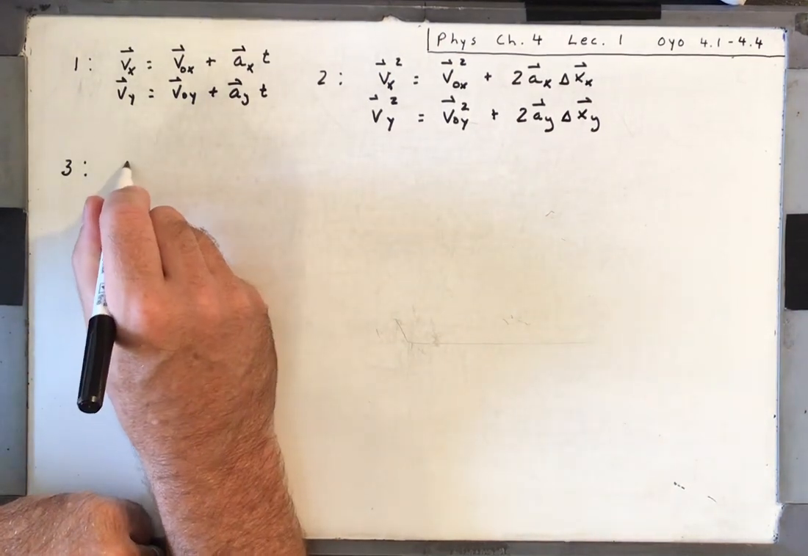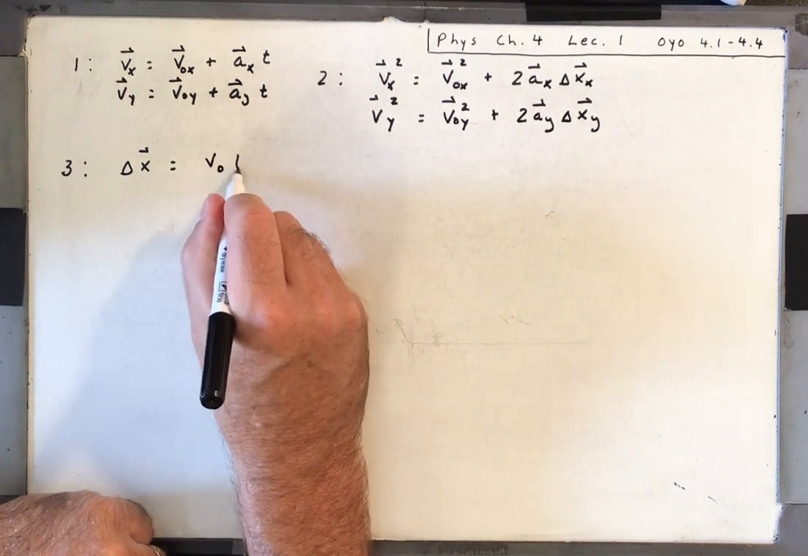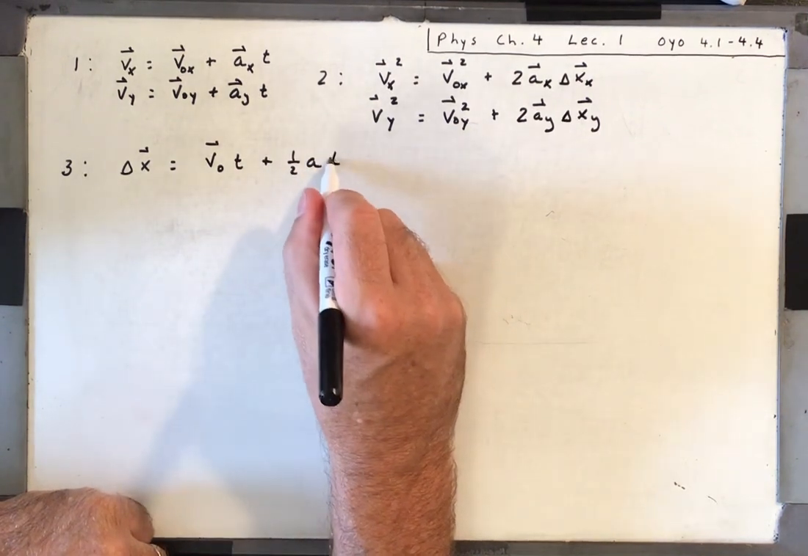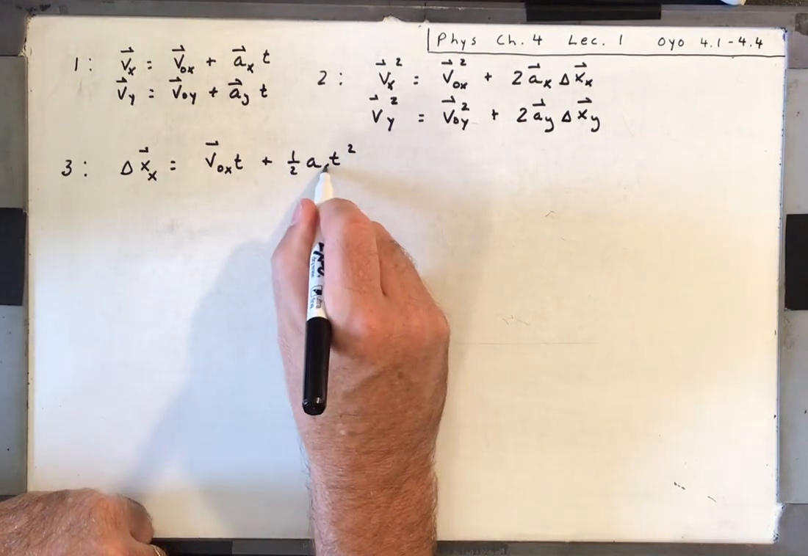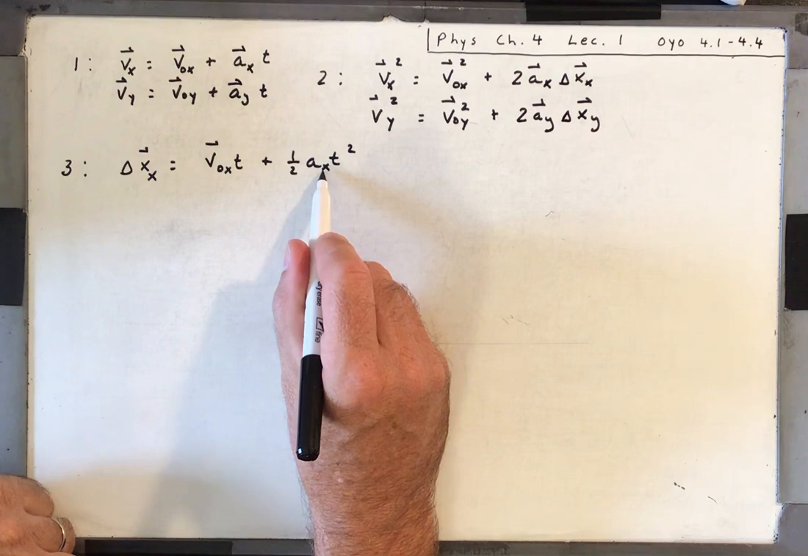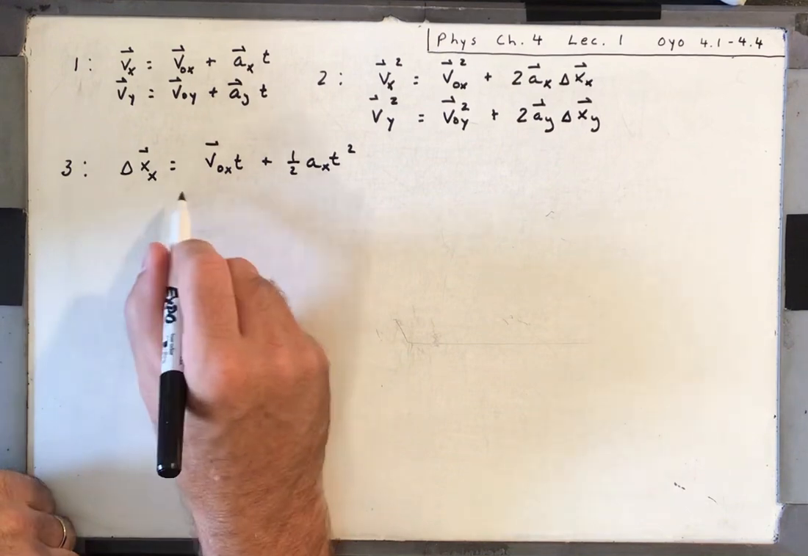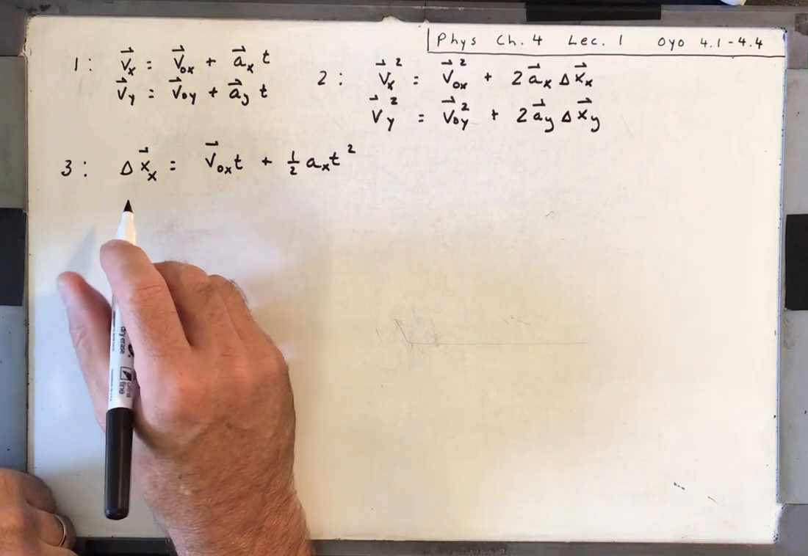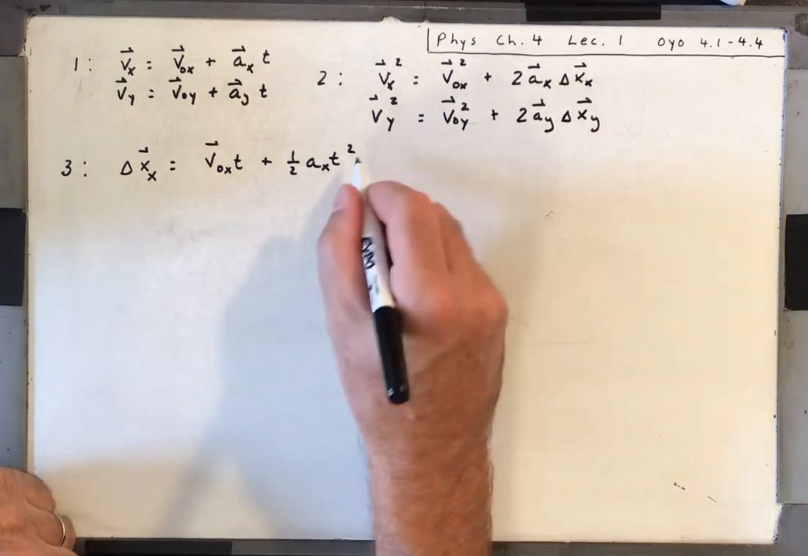And then finally, our third equation was delta x is equal to initial velocity times time plus 1/2 a times t squared. We have the x version of that. And what's nice is that in parabolic motion, acceleration in the x direction is always 0. So this part of the equation always goes away. We're actually going to deal with that in this chapter. So let's write that down.